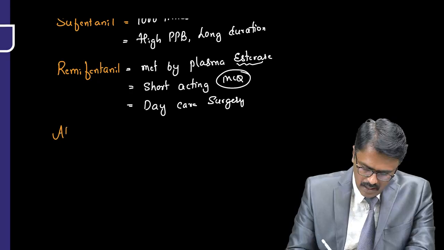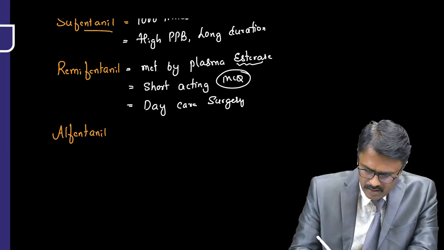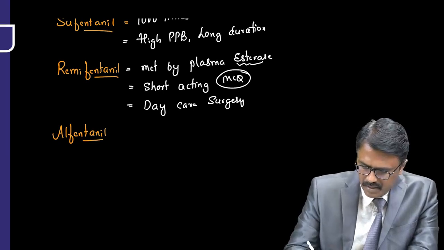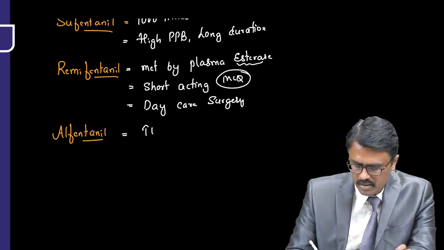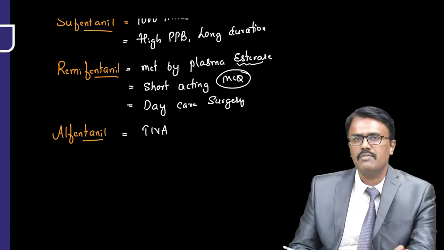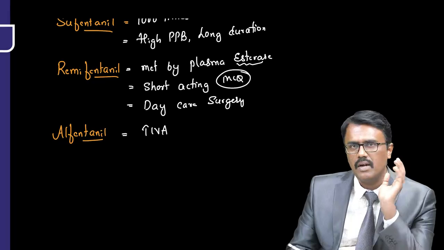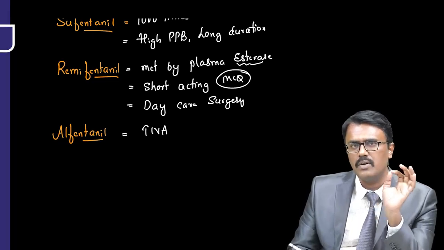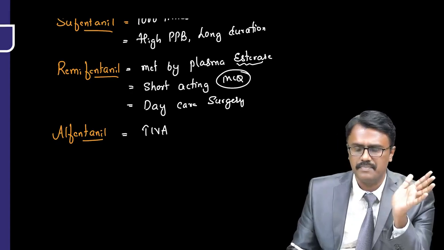One more point: all of them end with fentanyl, fentanyl, fentanyl. Clear? All fentanyls are used for TIVA. So what is TIVA? Total intravenous anesthesia. We are not giving any inhaled agent here. We are giving totally intravenous anesthesia. There we use the fentanyls.